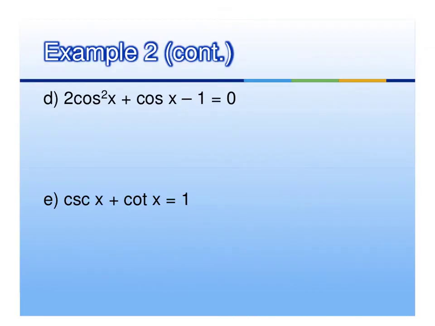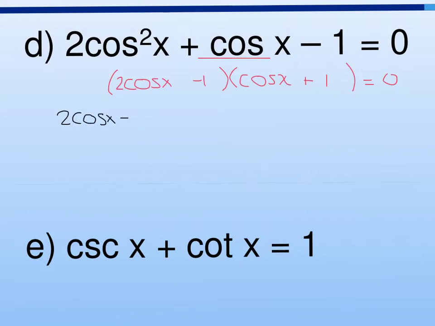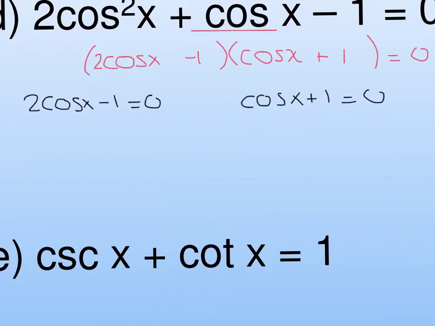Alright, so sometimes we might have to factor. Let's take a look at d. d is factorable. So here I can write 2 cosine x times cosine of x. And then in order to get this positive here, this has to be plus 1, and this has to be negative 1. Now that I have 2 binomials, I can set each binomial equal to 0. And then I can solve them independently.